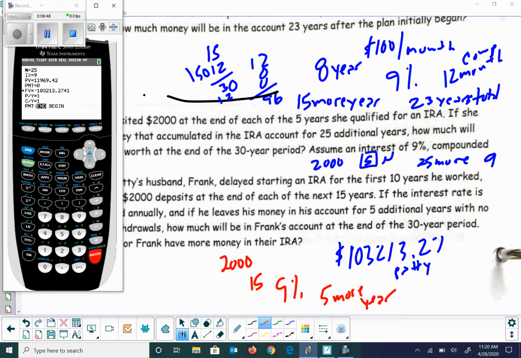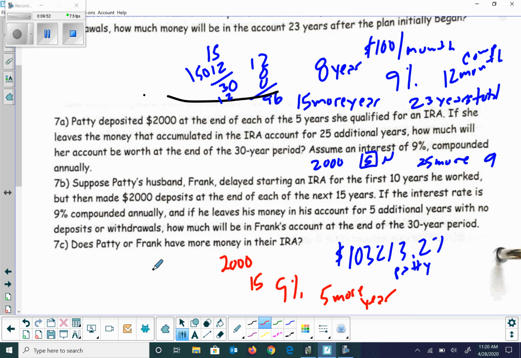Plug it in. So let's see, was that also a 30-year period? Okay. So we're not really worried about the 30 years because he technically didn't do anything for 10 years. So he's only investing 20 years. But 10 years from now, he started investing. 15-year interest compounded annually. Okay, the annual. Okay, so good.